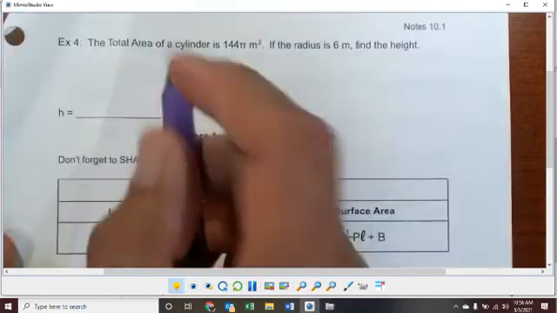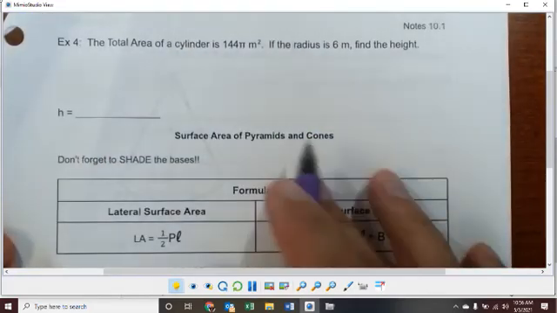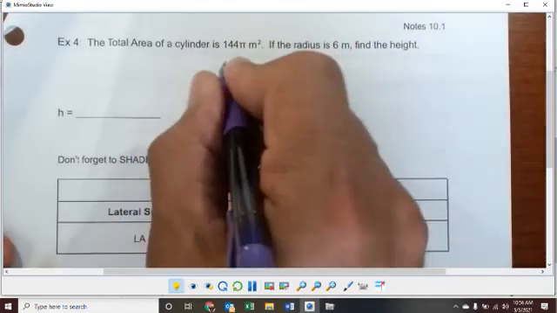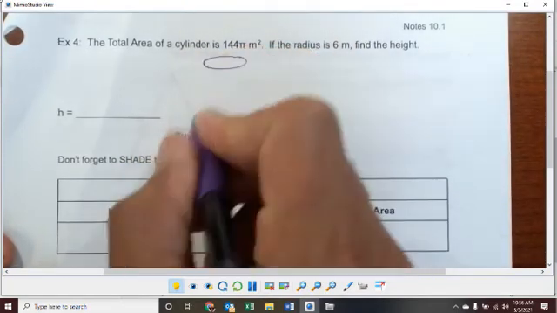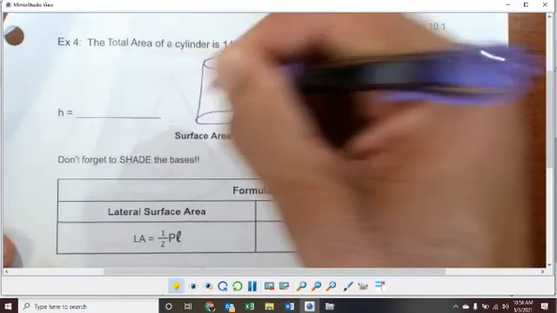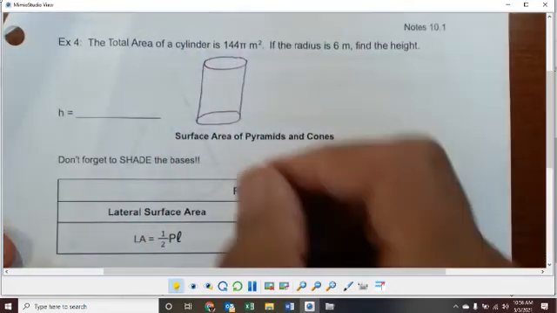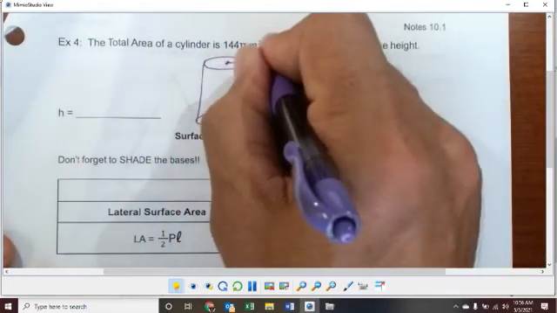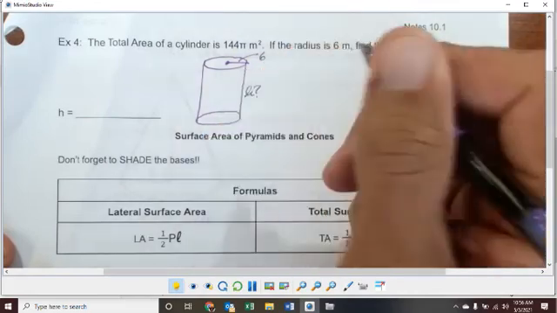We're given the fact that the total area of the cylinder is 144 pi. We know the radius, find the height. All right, so if we're dealing with this, the first thing we need to do is draw a cylinder. Just connect the sides. There's my cylinder. I know that the radius is 6. I do not know the height.